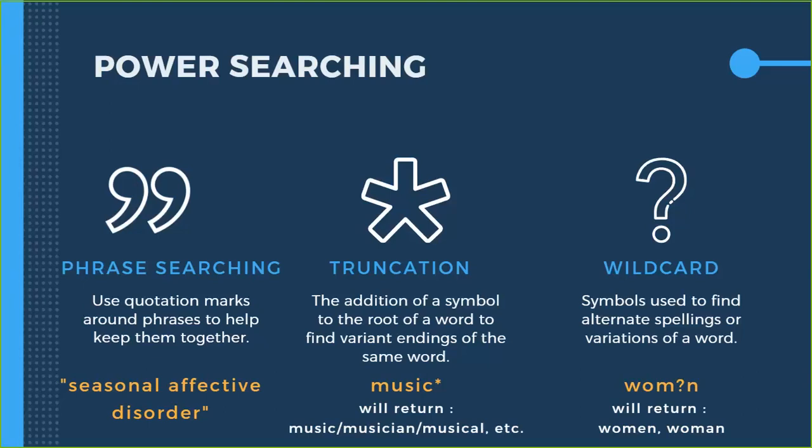That could be helpful where there are some words that have alternate spellings, like maybe in the UK they use colour with a U, but we use color without the U. So you could use that wild card in that particular instance to make sure, again, that you are getting results that are covering that keyword, but you're covering both or different spellings of that particular word. So are there any questions on using those specific power searching tools?